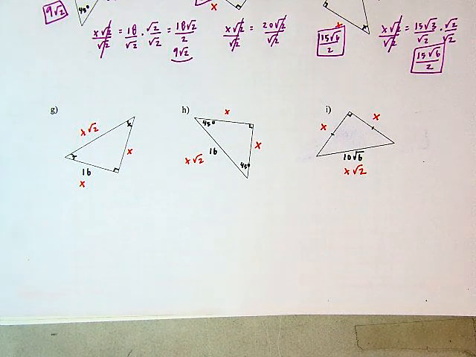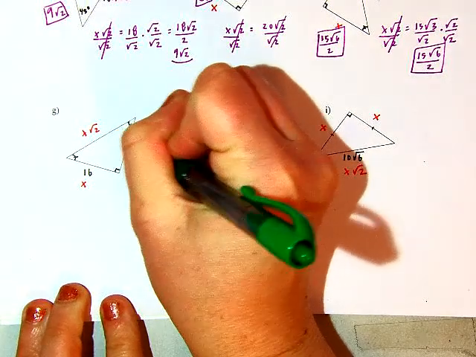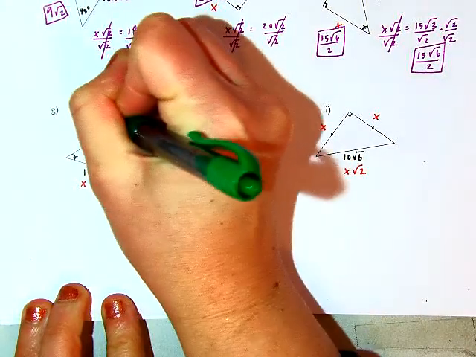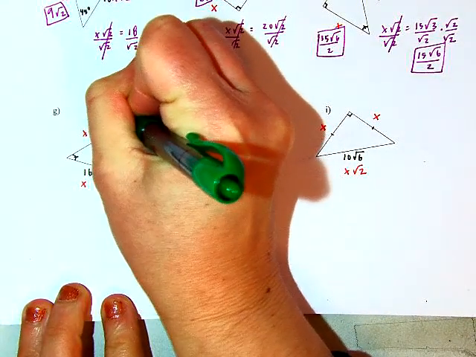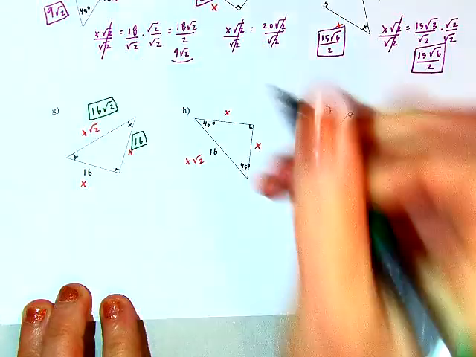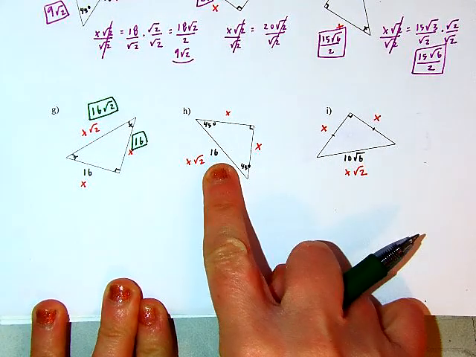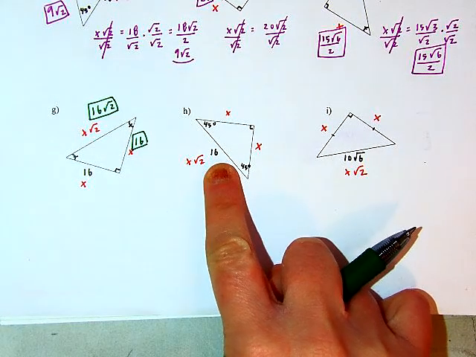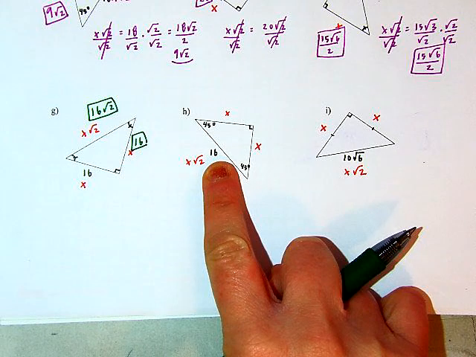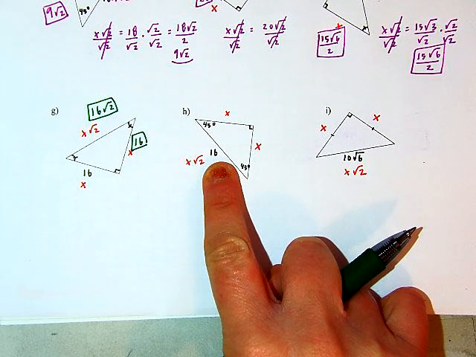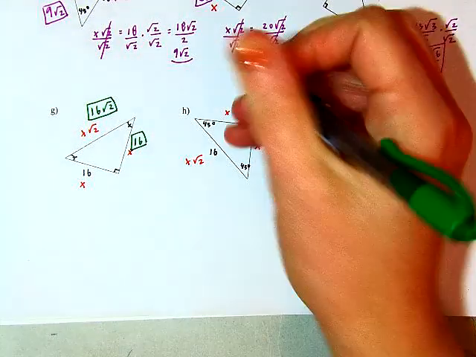Okay, so looking at this first one, the other leg is 16. And then 16 root 2 for the hypotenuse. Okay, over here, I see that the hypotenuse is an integer. That makes my life easier. So I can take half of that, that's 8, and then multiply by root 2. So these would both be 8 root 2.